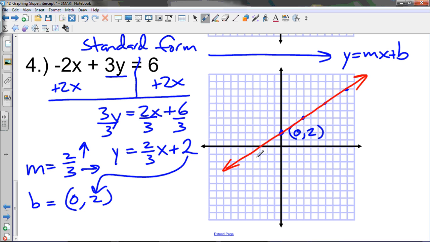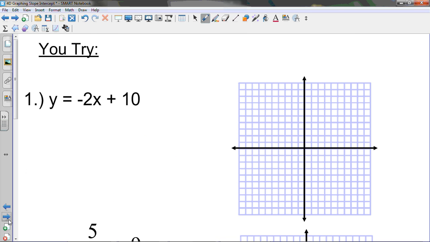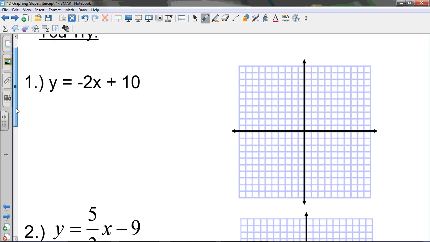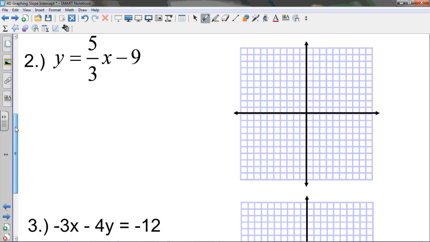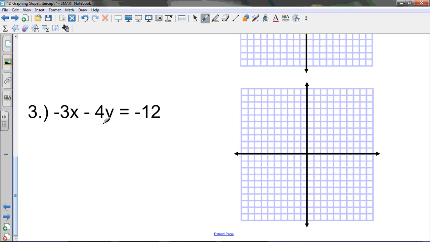All right, now we've gone through several examples. I want you to look at these examples here. We have this one here in good shape, this one here with more of a fraction, and the last one here you need to put into y equals mx plus b form.